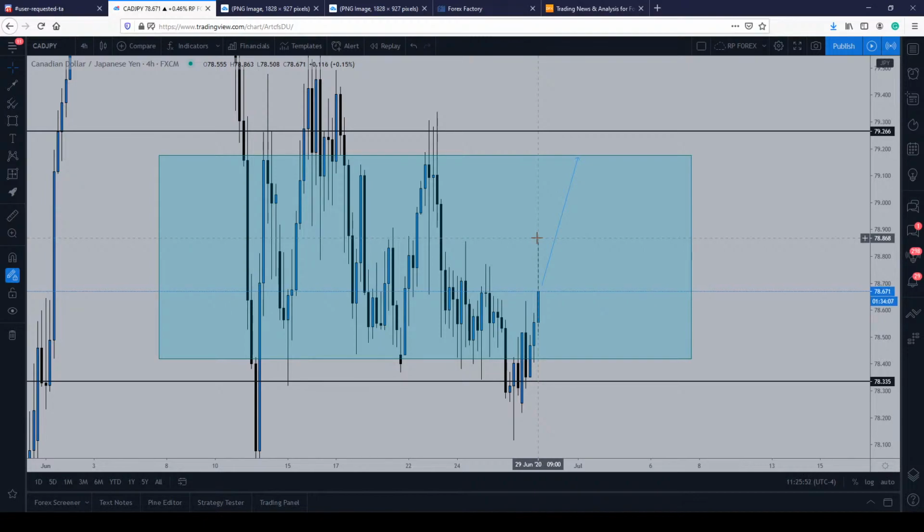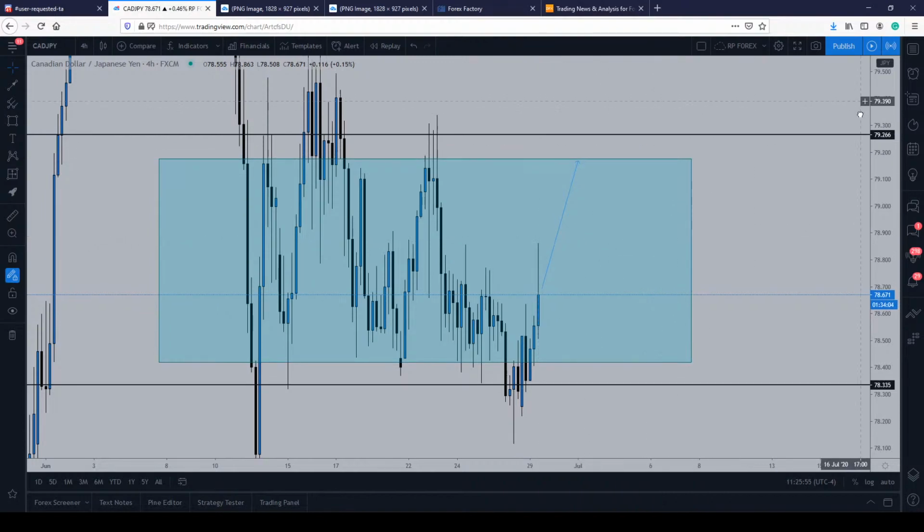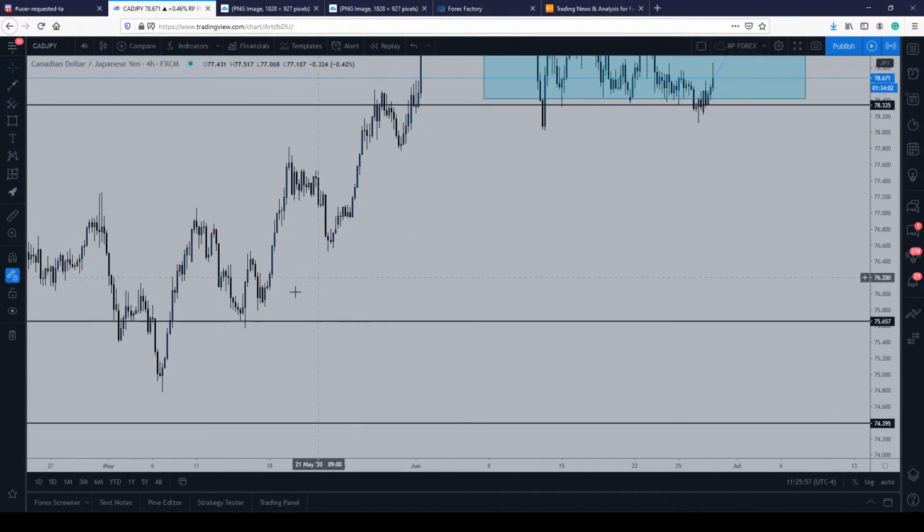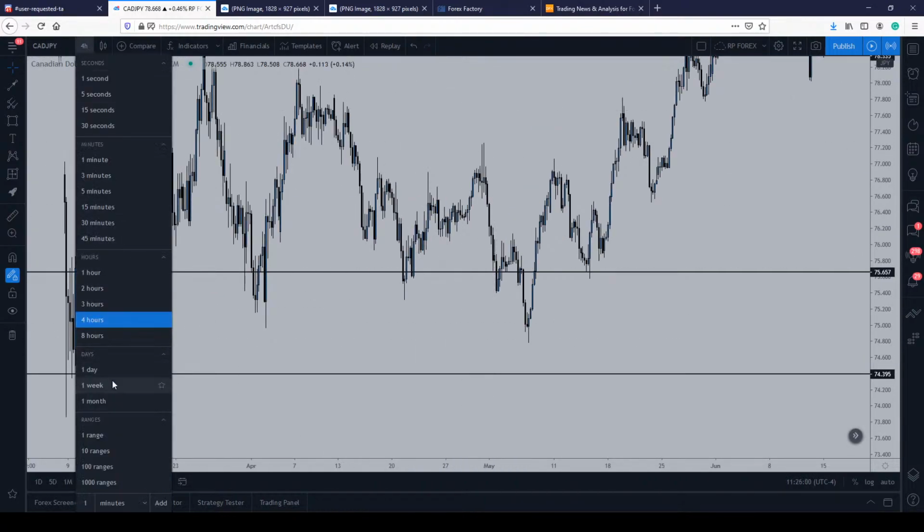I haven't seen CAD yen this consolidated in quite some time, actually. If you guys recall, at the start of the year, we've had some really nice clean moves.